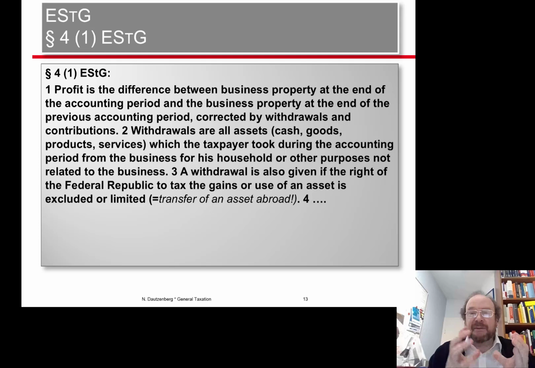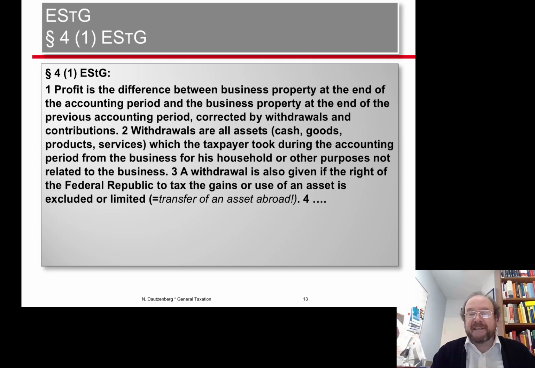Well, if you naturally have already understood that taxation can only happen if there is a law, then you naturally also need all the basic and important rules in the law. And so let's have a look at my translation of paragraph 4.1 EStG, which tells us this rule about calculating the profit by comparing balance sheets at different dates. Profit is the difference between business property at the end of the accounting period and the business property at the end of the previous accounting period, corrected by withdrawals and contributions. And then you have the definitions for all the important words.